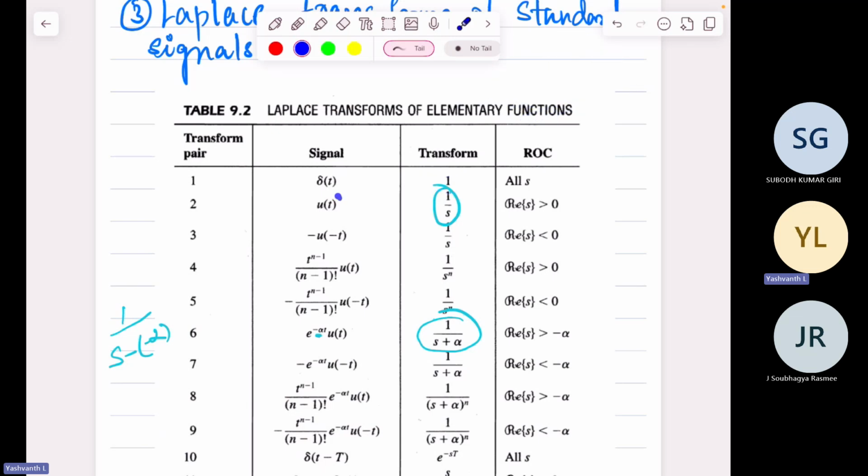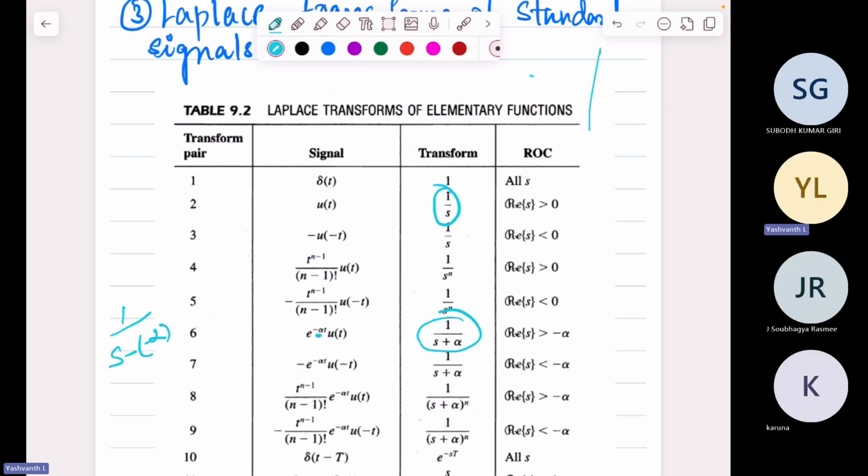Now u of t, that is the unit step function. The Laplace transform of u of t is 1 by s. That is, x of s is equal to 1 by s, and the ROC is real part of s greater than 0. That is, the right hand side of the j omega axis is the ROC where this Laplace transform 1 by s exists. Now, similarly, it turns out that minus u of minus t, what is minus u of minus t? It is equal to minus 1 in the negative t domain, else it is 0.